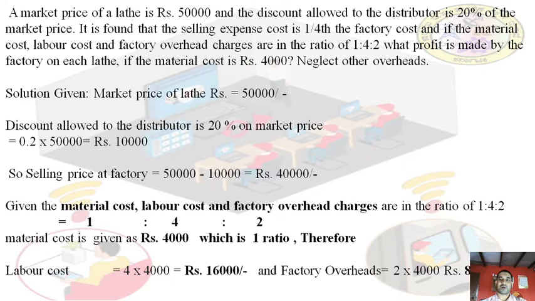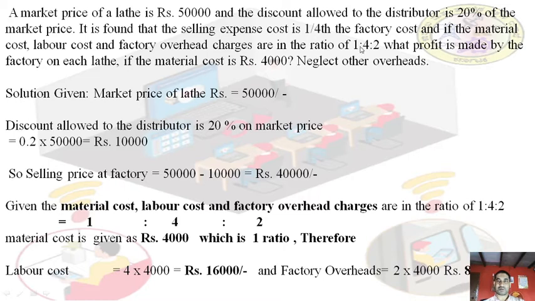So what profit is made by the factory? You need to calculate the profit made by the company on each lathe if the material cost is rupees 4,000. In these three ratios, you will be given one data out of three, so you have to convert it into the remaining ratios. Here he has mentioned that the material cost is rupees 4,000. The material cost, labor cost, and factory overhead cost are in the ratio 1:4:2.